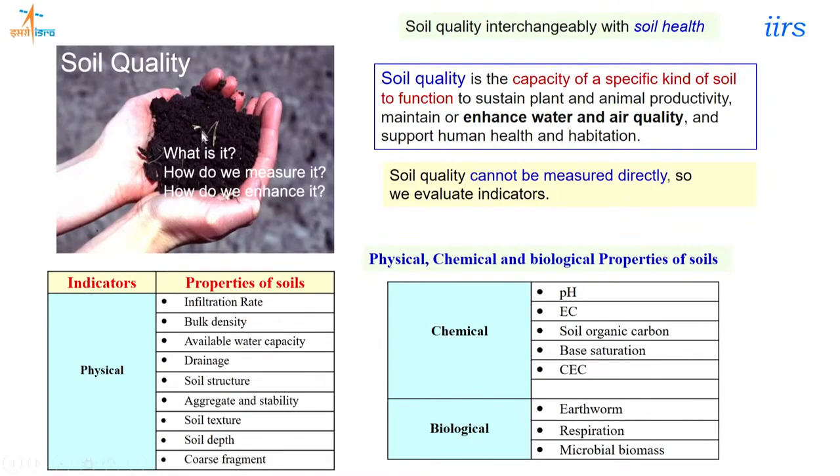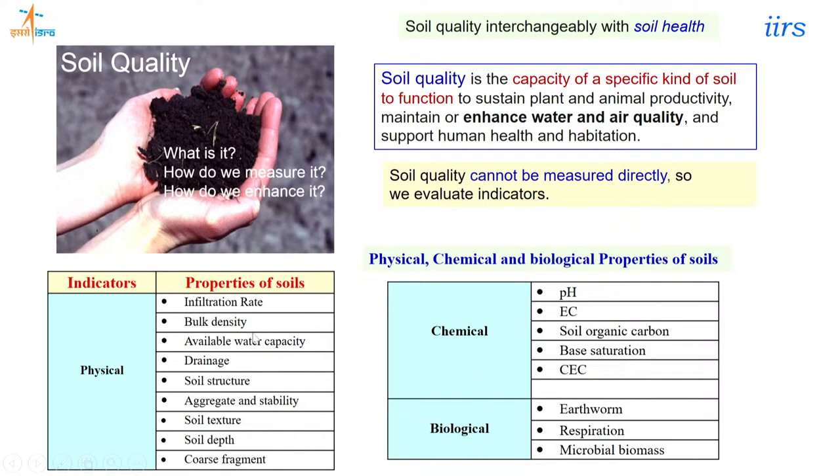Another is the soil quality, which is important. Today we want to study the quality of the soils. Soil quality we cannot measure directly, so we assess it with the help of indicators. The indicators are physical properties, chemical properties, and biological properties.